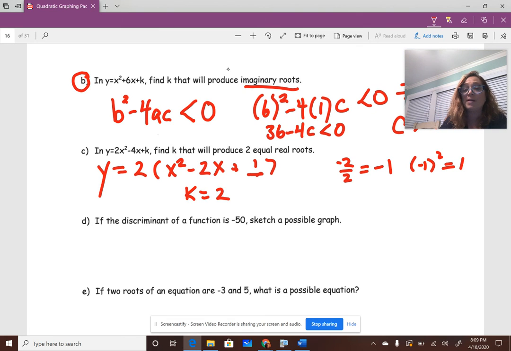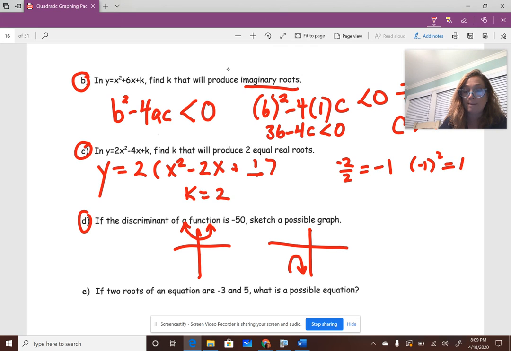Okay, so if the discriminant is negative, sketch a possible graph. If it's negative, that means that this does not touch the x-axis at all. So it's above it. That looks a little weird. Or it could be below it. But it can't touch that.